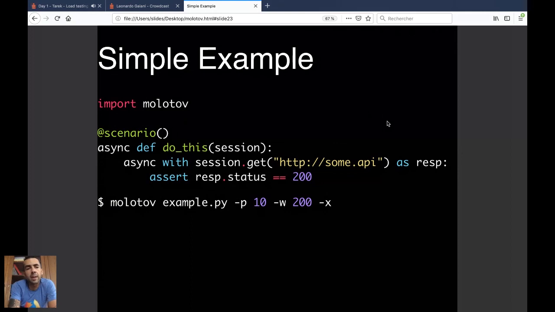And in the command line, I can call Molotov on this file, example.py. I'm going to run 10 processes and 200 workers. It's the -w option. So basically here, by doing this call, I'm doing a load of 2,000 concurrent queries against this endpoint and making sure that I don't have any error coming out of the server. So that's the basic example.